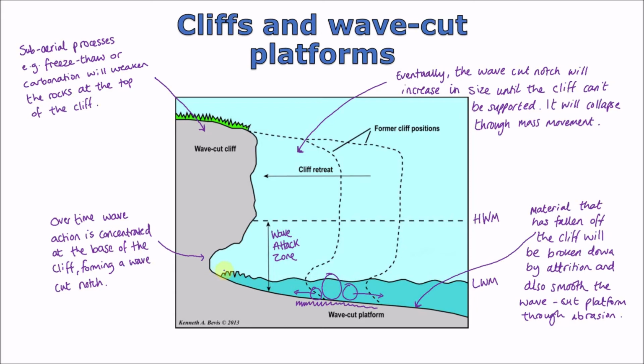So the larger the wave cut platform becomes, the slower the rate of erosion tends to be, because that wave cut platform is acting a little bit like a beach does to absorb some of that wave energy before the waves hit the base of the cliff.